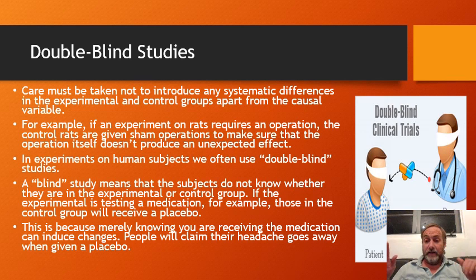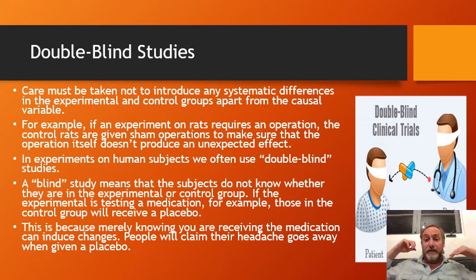For example, when there are studies that require an operation on the experimental group, they'll give the control rats an operation as well that does nothing, but they'll still cut them open and sew them back up, just to make sure that it wasn't the cutting up and sewing back up that produced the effect, right? And in experiments on human subjects, we often use what we call double-blind studies.